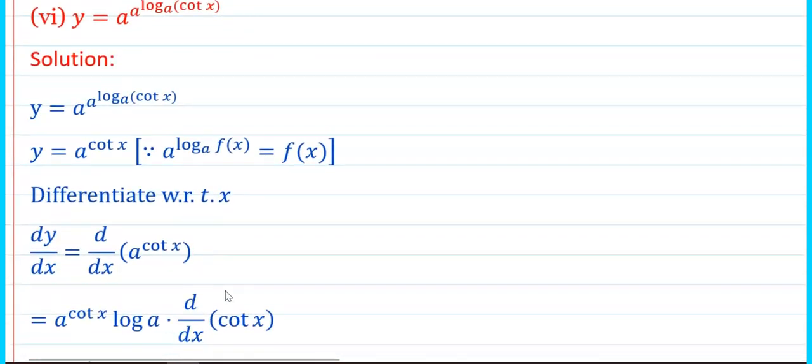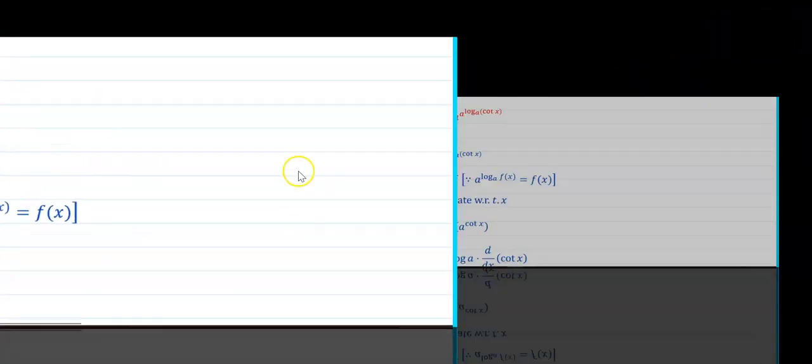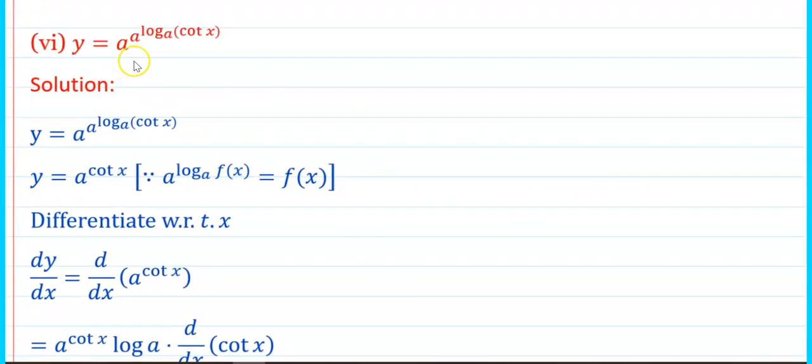Okay. Now the next problem. Next is y is equal to a raised to a raised to log of cot x to the base a. So look here, this is the first a. What about the next a? Next a is here. What about the next? Log of cot x to the base a. Now here the base a is similar and therefore its answer is a raised to cot x. Therefore you are getting a raised to cot x.